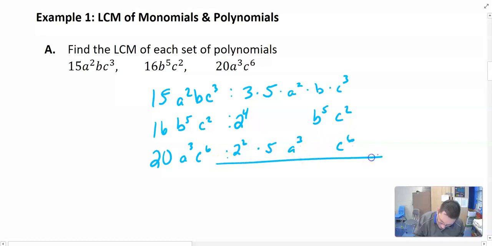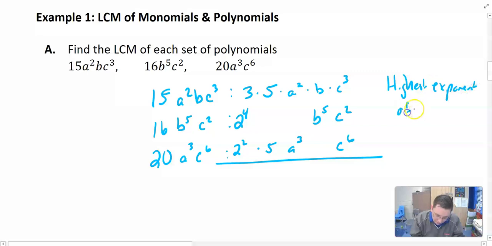And again, we want everything lined up because now we're going to drop these down. And we're going to take the highest exponent of each base that is in this problem. And so the first base is 2.